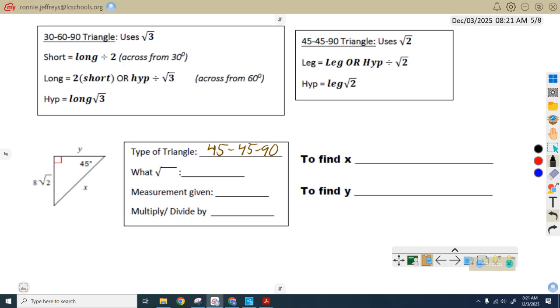Now, what square root does this use? Root 2. All right, measurement given. This is 8 root 2, and this is a leg. Okay? These two are congruent. We are actually going to multiply by root 2. That's the only math we actually have to do. We have to multiply by root 2. Okay? Well, y is right over here, so we're just going to say 8 root 2. Okay? That's it.